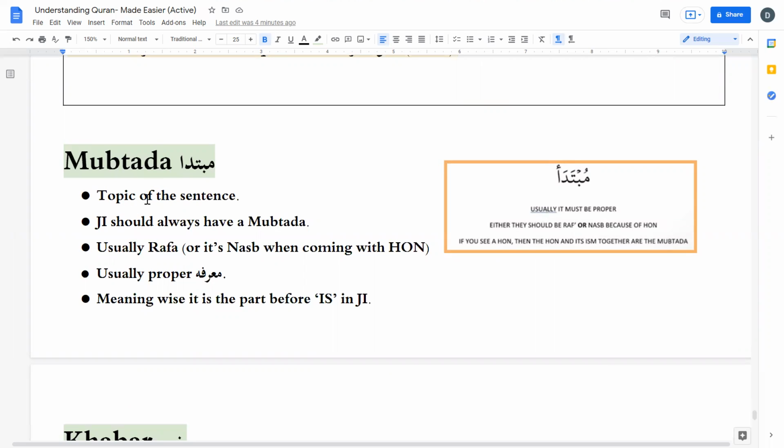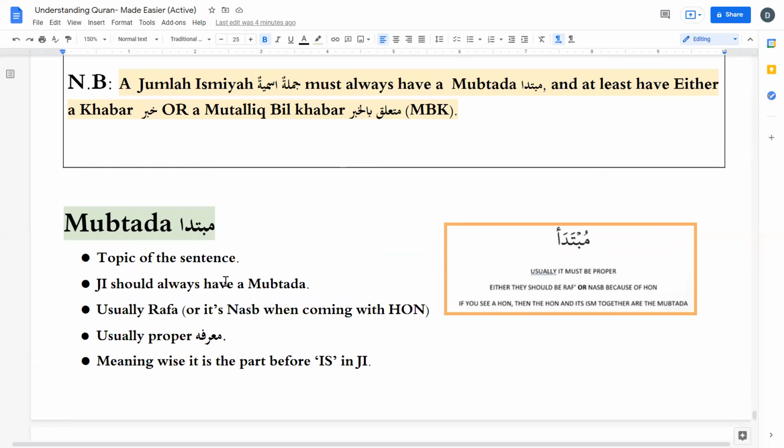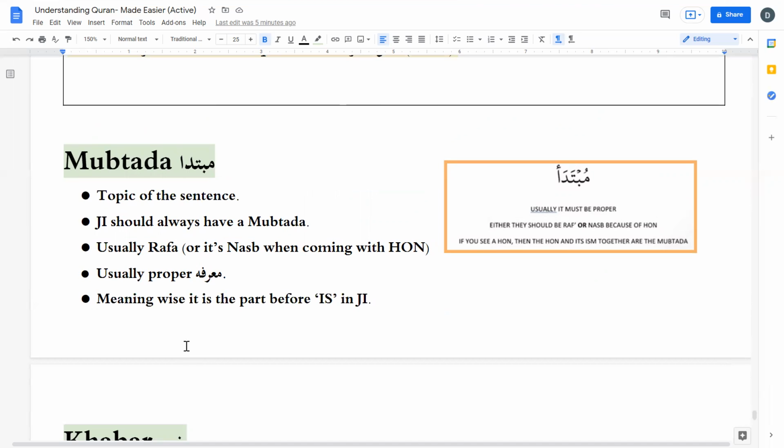We know that mubtada is the topic of the sentence. It's the subject of the sentence. The sentence is about this ism, mubtada. And we also learned that Jumlah Ismiyah should always have a mubtada. Okay. And usually mubtada is rafa in status, or it is nasb when coming with harf of nasb, right? And we also see that mostly mubtada are proper, marifa.